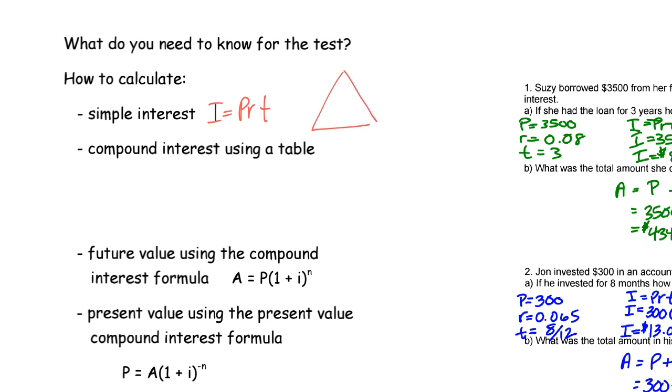So you need to be able to figure out the equations for I, for P, R, and T using this basic triangle, okay? You also need to be able to calculate the compound interest using a table. So for example, I'll give you this specific table here that we're going to zoom in on.